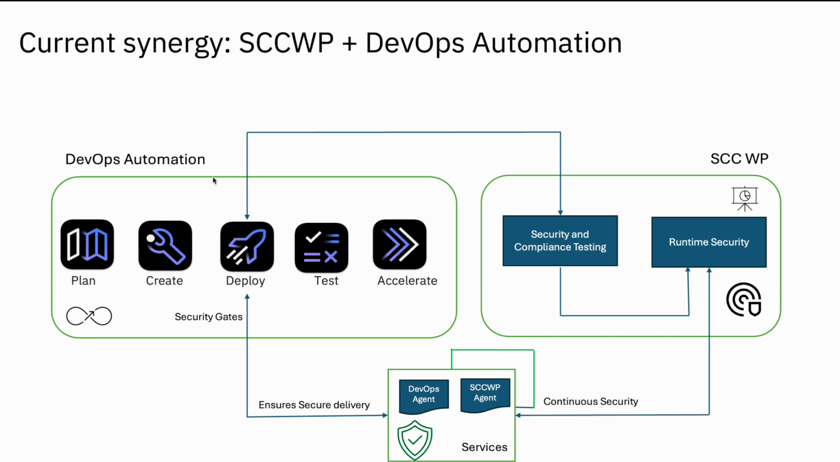Let's start with understanding the synergy. On the left, we have DevOps Automation with its strong capabilities like security gates, automated testing, and seamless release orchestration. On the right side, we have SCC Workload Protection that adds its strengths in policy compliance, vulnerability scanning, and runtime security.